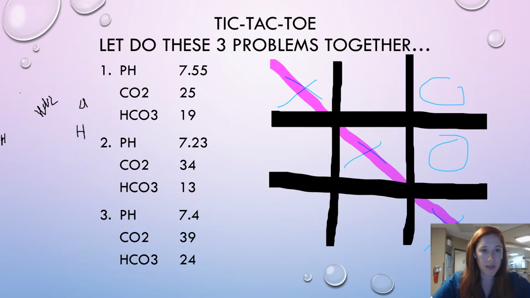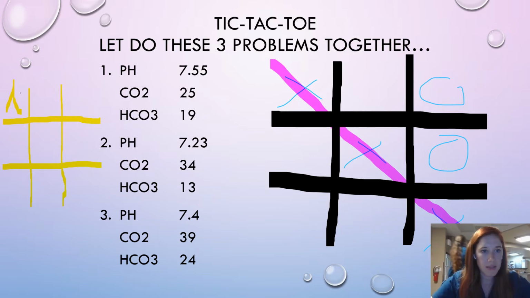Let me erase some things here, okay? And we'll do the second one. So hopefully you got that, kind of following along. Draw this out, okay? Again, we first label acid, within normal limits, and base, okay?